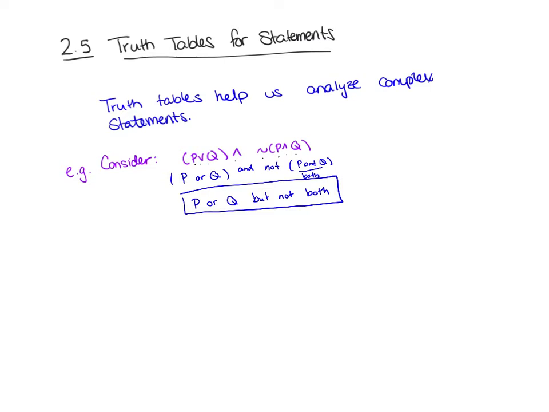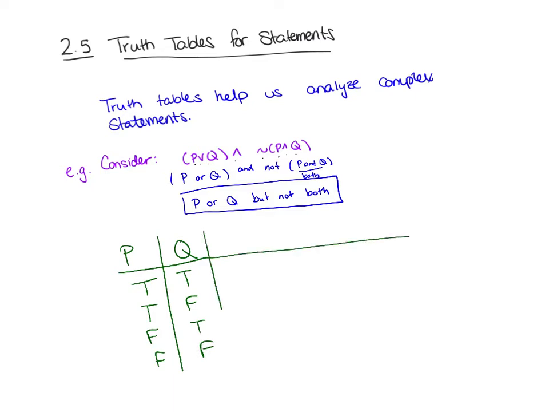So how do we go about doing this? We're going to do what we've done for truth tables all along. We're going to take our two statements P and Q, and then we'll list out all possible truth values. So we'll have true, true, false, false for P, and then true, false for Q. And now I want to build up my truth table entry for my statement P or Q and not P and Q.